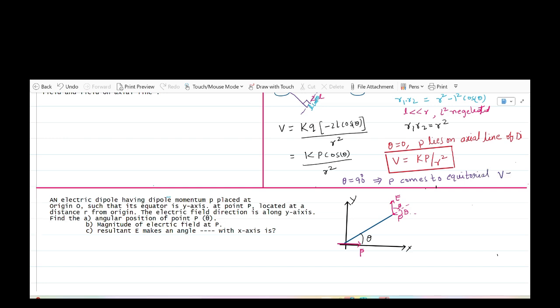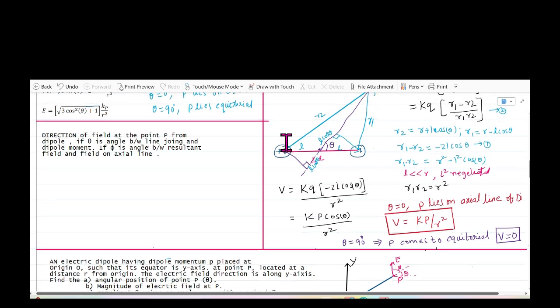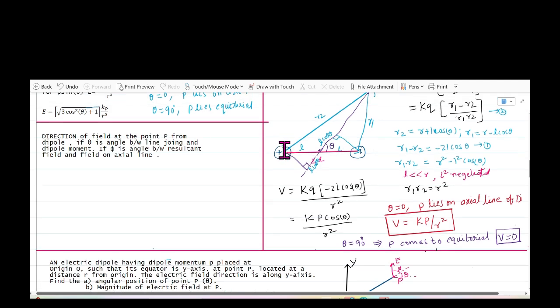So then V becomes 0. So on the equatorial line, potential is 0. On the axial line, potential is equal to Kp by R square. And why is it 0? Because on the equatorial line, the distance from plus Q and minus Q are the same. Then you are integrating for the same values, you will get 0.